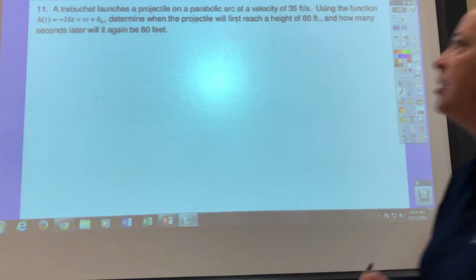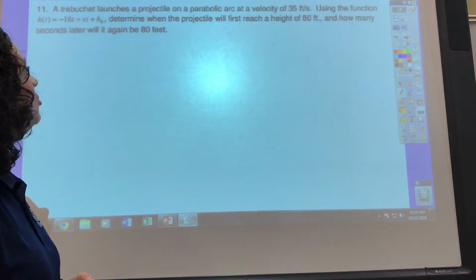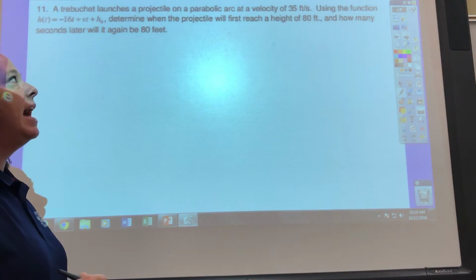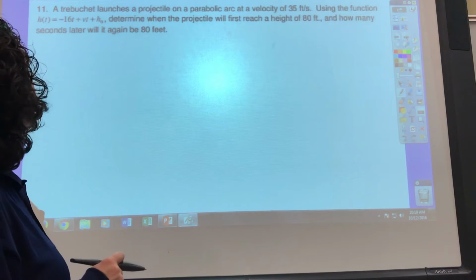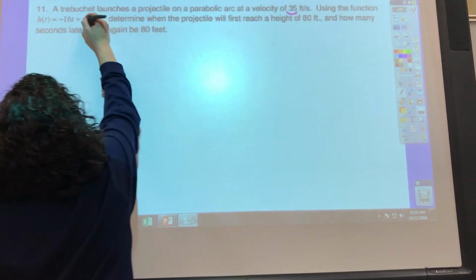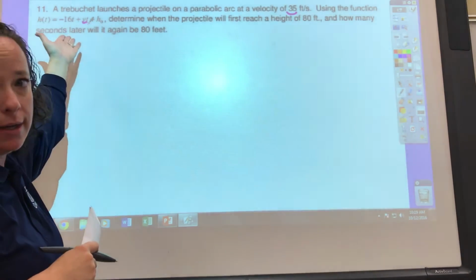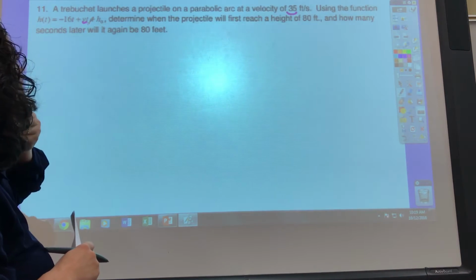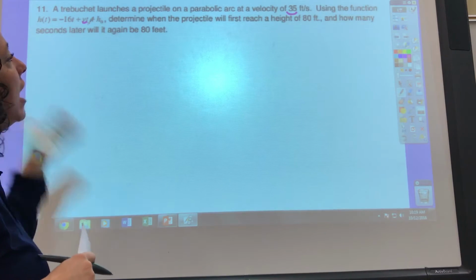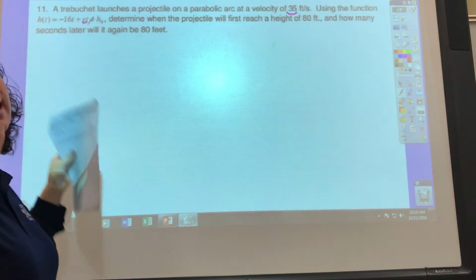Number 11, a trebuchet, catapult thing, launches a projectile on a parabolic arc at a velocity of 35 feet per second. So that 35 feet per second, the 35 is going to go right here in place of v. Using the vertical motion formula, determine when the projectile will first reach a height of 80 feet and how many seconds later will it again be at 80 feet.